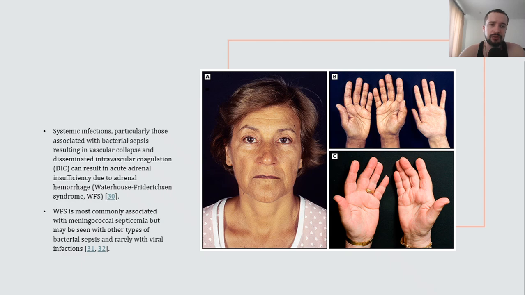Systemic infections, particularly those associated with bacterial sepsis, resulting in vascular collapse and disseminated intravascular coagulation, can result in acute adrenal insufficiency due to adrenal hemorrhage. Waterhouse-Friderichsen syndrome (WFS) is most commonly associated with meningococcal septicemia, but may be seen with other types of bacterial sepsis and rarely with viral infections.